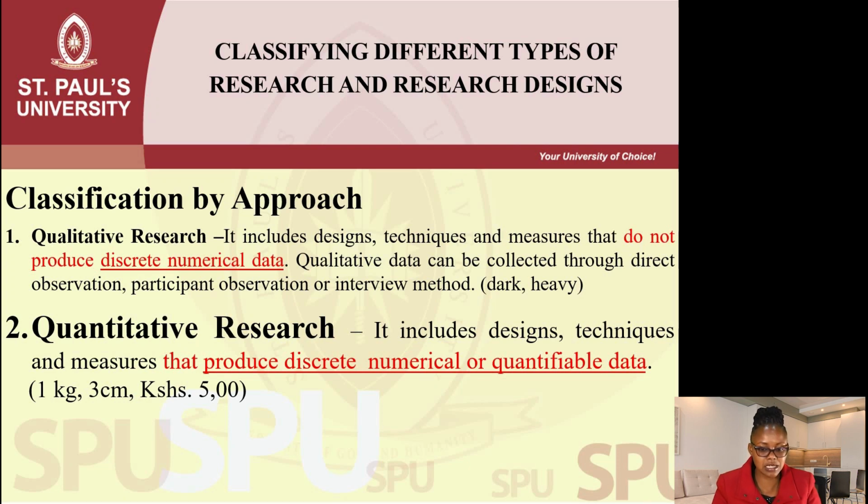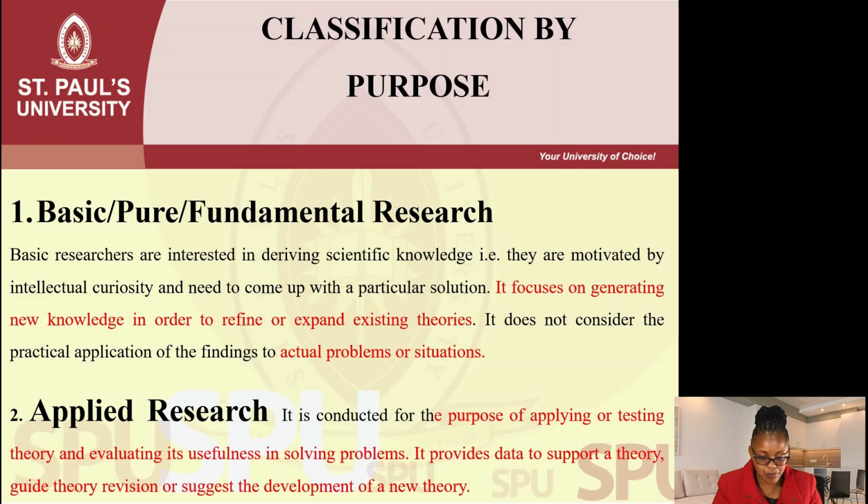Compared to quantitative research design, which includes designs, techniques and measures that produce discrete numerical or quantifiable data. Basically, what you mean is that any data that you're collecting under quantitative has to have numerals in it. It has to have figures. For example, you're thinking about how many kgs, how many centimeters, how much money you were paid. So you're actually collecting data that is measurable, that is numerical, that is quantifiable, compared to a qualitative one. So that is classification by approach.